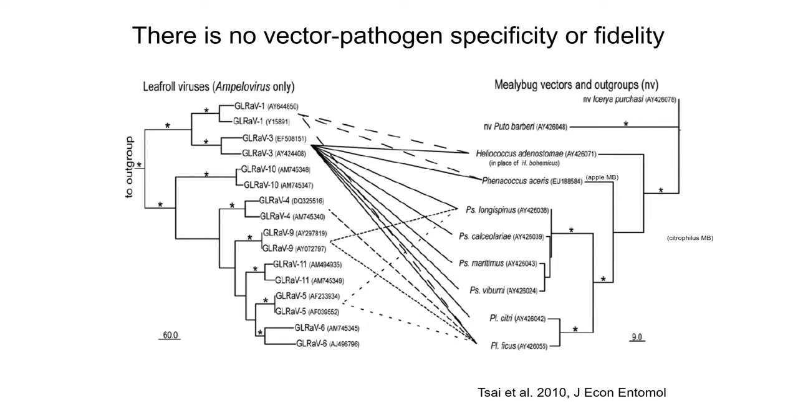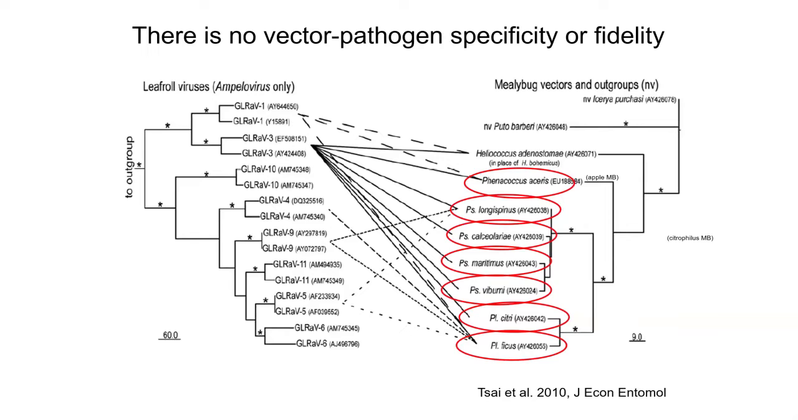What I want to point out is these arrows are going all over the place. There's no apparent fidelity. All of these different mealybugs can vector any of the leafroll strains, except for 2, that we appear to give them. The other thing I want to point out, which I'll talk about a number of times, is that in California, we pretty much have all of these mealybugs that have been found to be important as vectors of leafroll around the world.